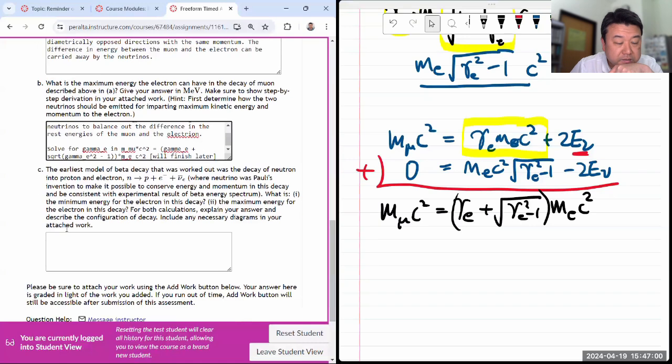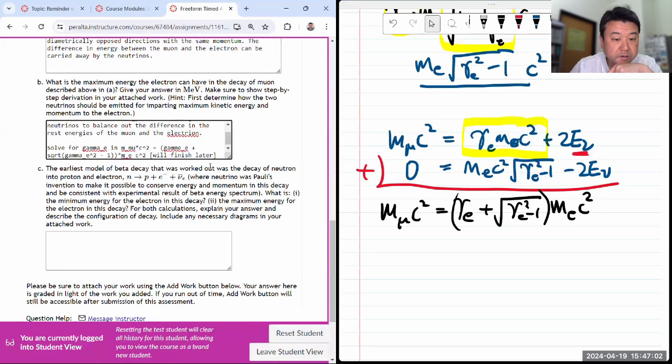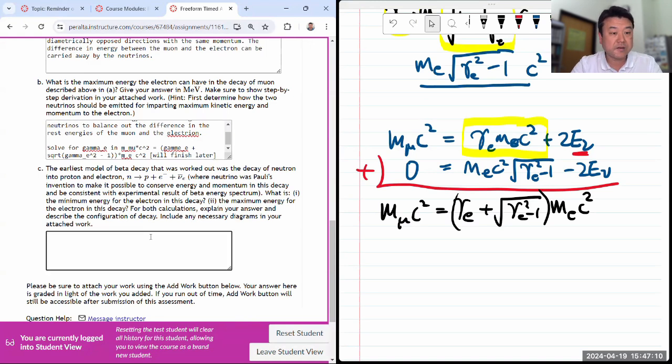And I want to make sure I address some of the questions. What is the minimum energy for the electron in this decay? Same answer as A above. The electron can have as little energy as its rest energy, which is equal to me c squared.